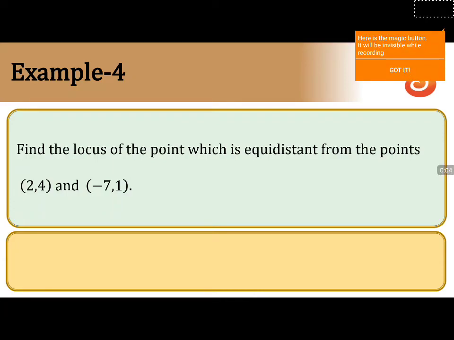Find the locus of a point which is equidistant from the points (2, 4) and (-7, 1). We know that locus of a point is a curve. So first we will calculate a point P(x, y) on the curve which is equidistant from (2, 4) and (-7, 1). Let me calculate.